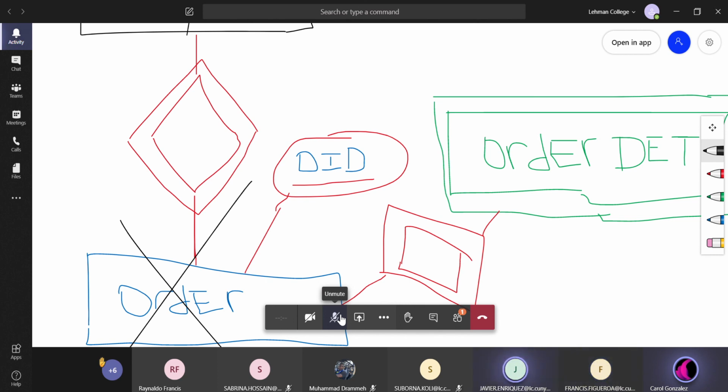Okay, so what I was going to ask you was, so the order table is not a weak entity, right? No, because it has its own primary key. But the order details doesn't, due to the fact that it only carries foreign keys and does not have its own primary key. So it can have other attributes, but none of those attributes are primary keys. So a weak entity is dependent on its parent table and has no primary key of its own. Okay.